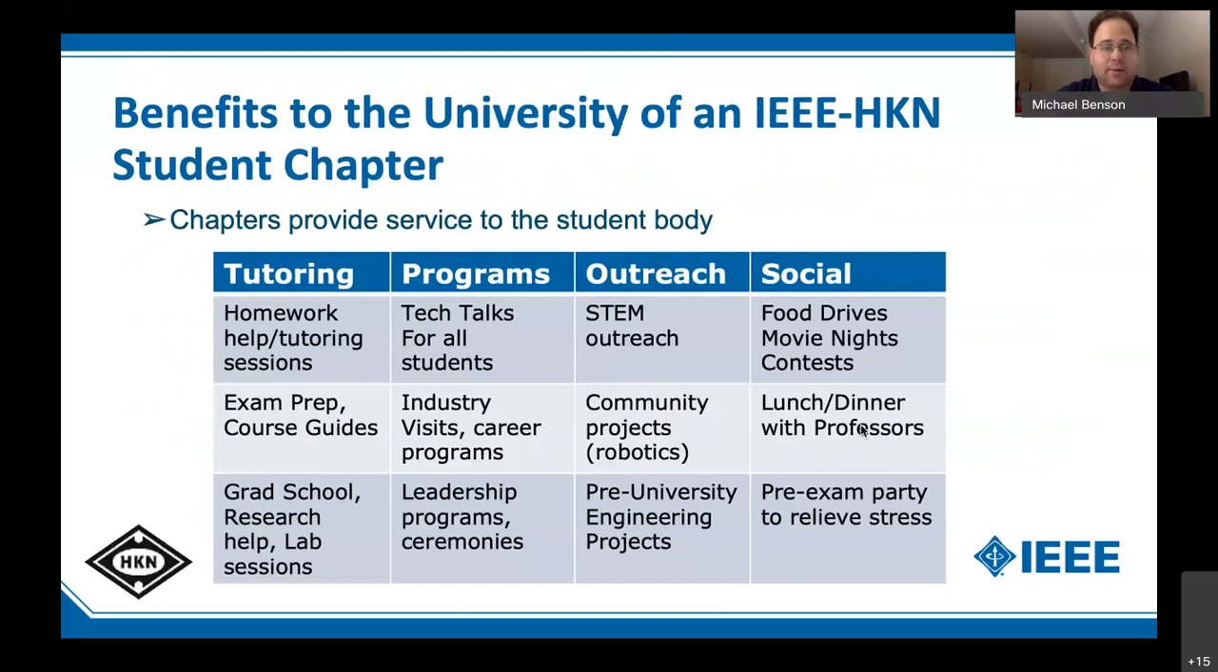So we've talked about that, and now getting into some of the best practices, right? As we say, what are the benefits to the university of a chapter? Well, you can see on the slide here the various programs we offer, from outreach, social activities, tutoring, and what have you. These are all best practices, right? Our chapters engage in STEM outreach. Our chapters engage in tutoring, hosting technical activities, which we'll show shortly, providing networking, but ultimately providing a community.